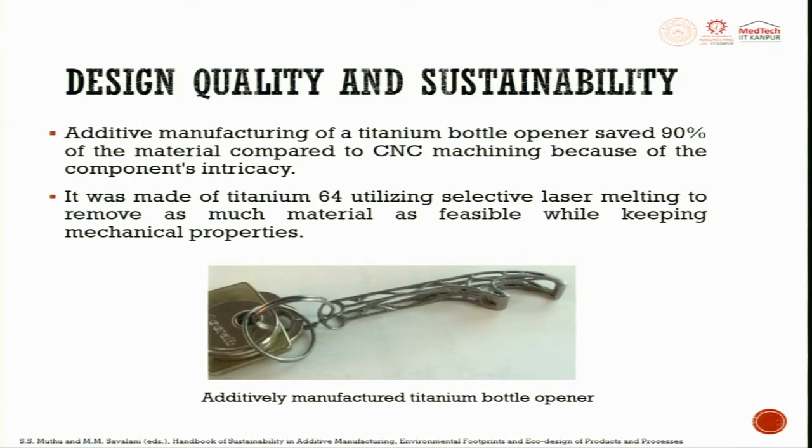Now, additive manufacturing of a titanium bottle opener, as an example here, saved 90% of the material compared to CNC machining. In subtractive manufacturing there would be material left in between, but here there is just properly optimized material, only wherever the stress concentration is more, designed accordingly. So it would have similar strength and similar performance as the CNC manufactured component, and we have saved 90% of the material. So this is the additively manufactured titanium bottle opener. It was made out of titanium 64 utilizing the selective laser melting, SLM process, to remove as much material as feasible while keeping mechanical properties intact.